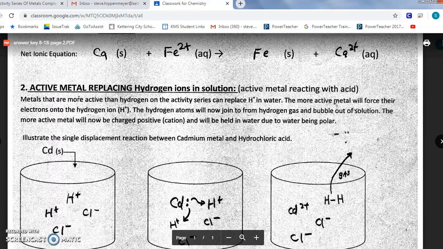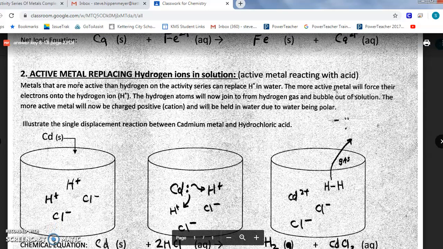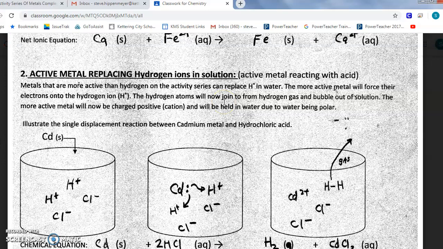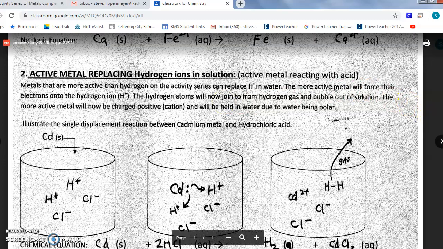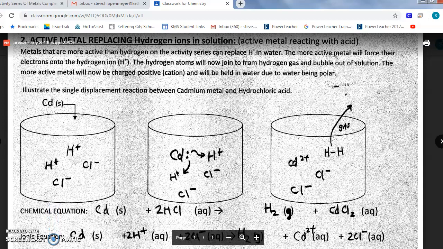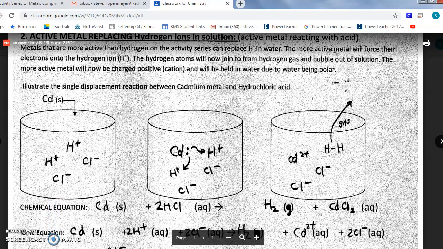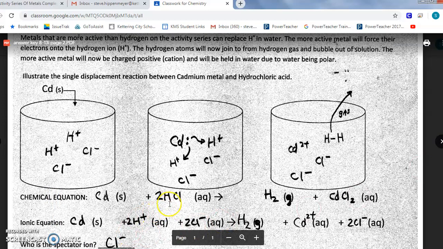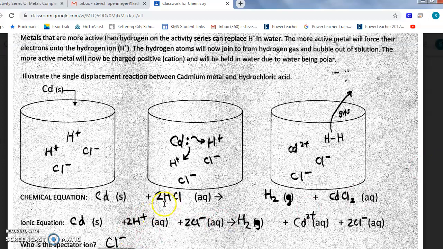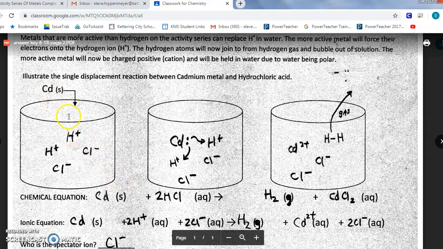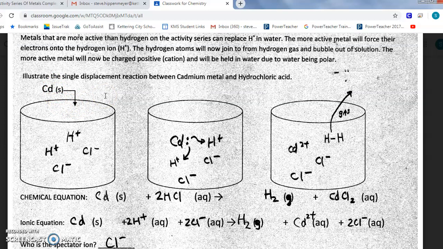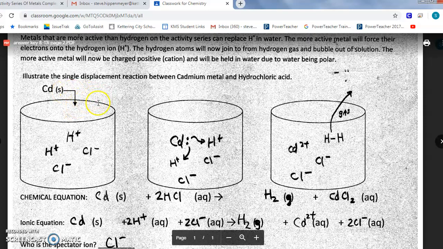On the second reaction in this page, we have a metal reacting with an acid in solution. So in this reaction, we are dropping a piece of cadmium metal into an aqueous solution containing hydrochloric acid. So in this first container, we're getting ready to drop the cadmium in. There should be 2 dots on the cadmium right here because cadmium has 2 valence electrons to work with. So we're dropping cadmium in.